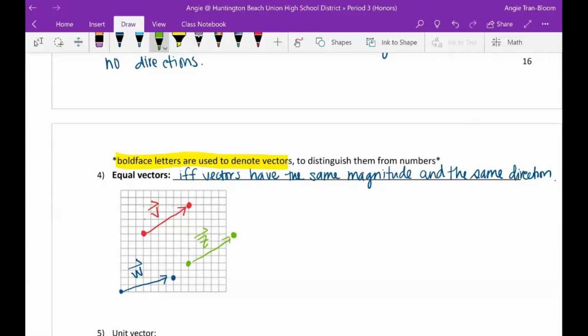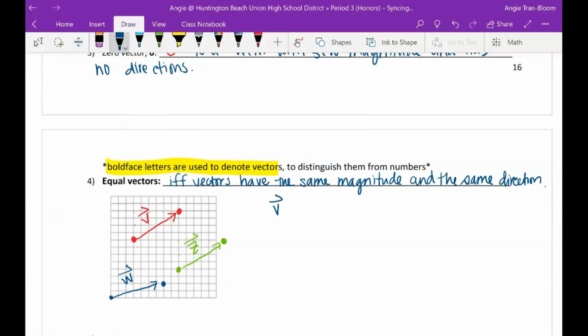So these are 3 different vectors and they're very similar. The thing is that only 2 of these are the same. The 2 that are the same are vector V and vector Z, because they have the same size and the same direction. Vector W looks very similar, but we went up 2 and we went over 7, so that is slightly different in direction.